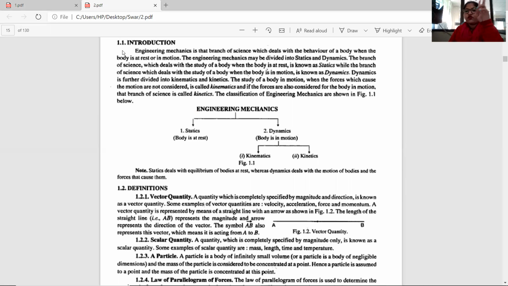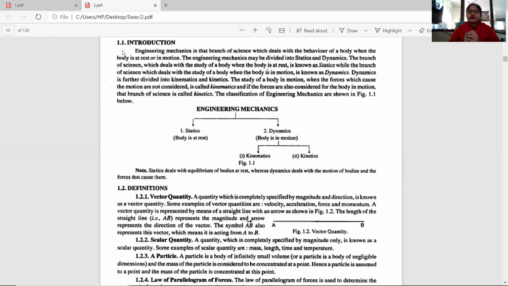Clear? First, science has a branch, engineering mechanics. Engineering mechanics is divided into two parts, statics and dynamics. Statics is when the body is at rest, dynamics is when the body is moving. Done?